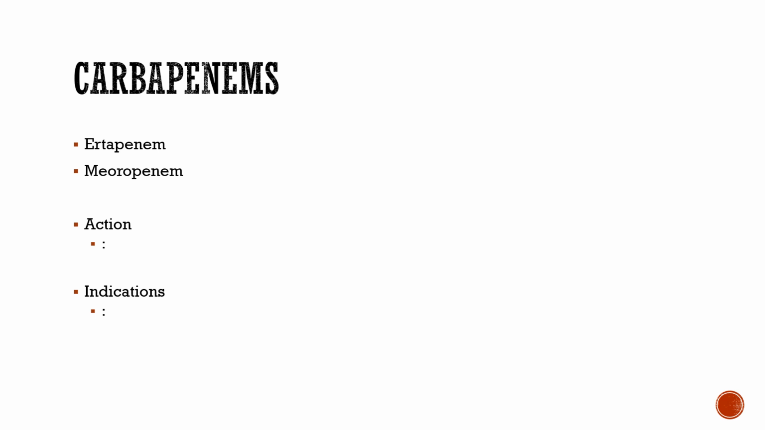Carbapenems, it's your ertapenem, meropenem. These inhibit cell wall membrane synthesis, so again, bactericidal. They're broad spectrum. We use it to treat a lot of infections, gram-positive, gram-negative. However, they're still primarily used for serious infections, usually like serious UTIs, serious skin infections, bone and joint infections. So they are broad spectrum, but we're still at this point using them for serious infections.